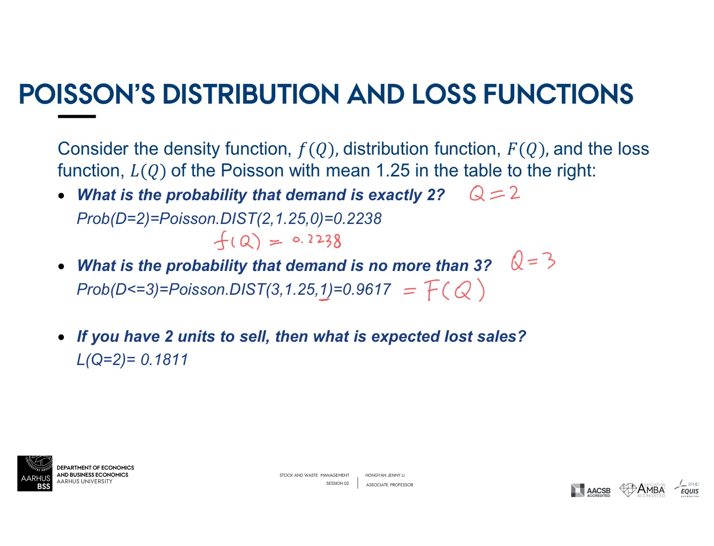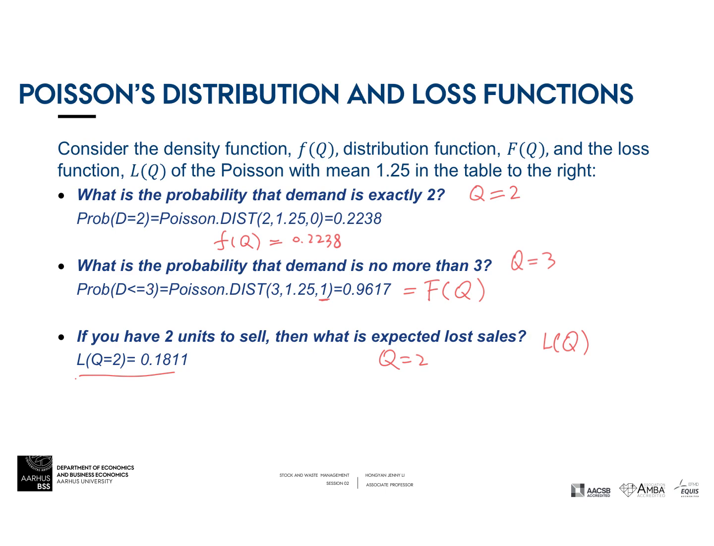Next question: if you have 2 units to sell, then what is the expected lost sales? That requires you to read the result from the L(Q) column of the table. So you need to find the column L(Q). Now Q equals 2, and the expected lost sales will be 0.8011. So this is how you use the Poisson distribution table, including density functions, distribution functions, and loss function.